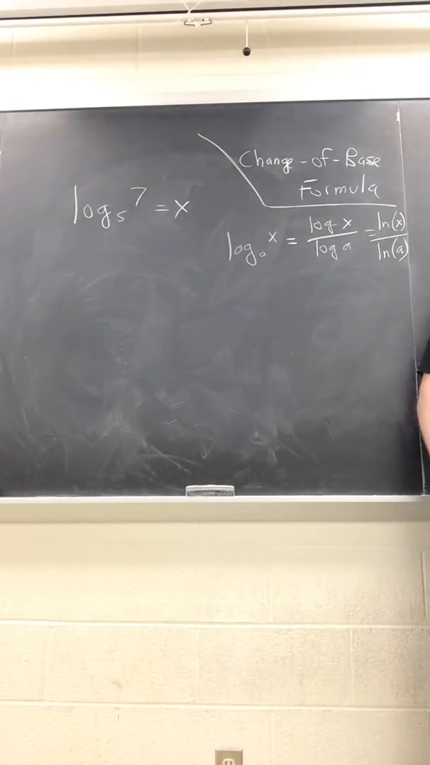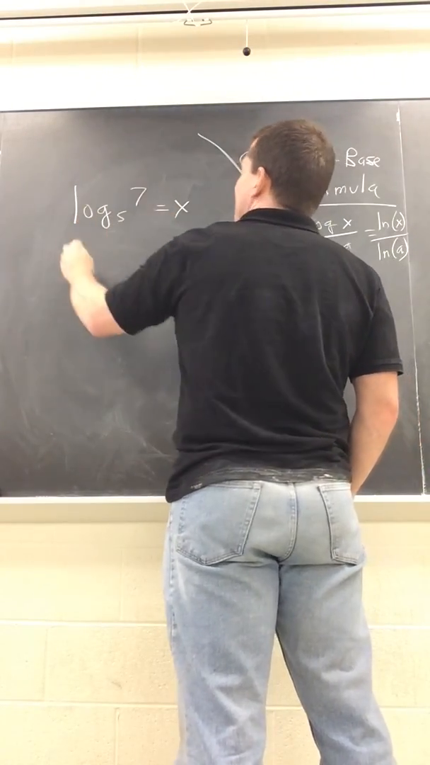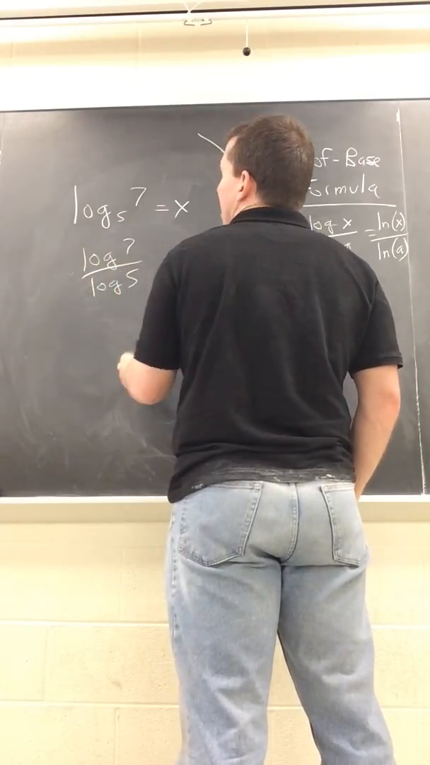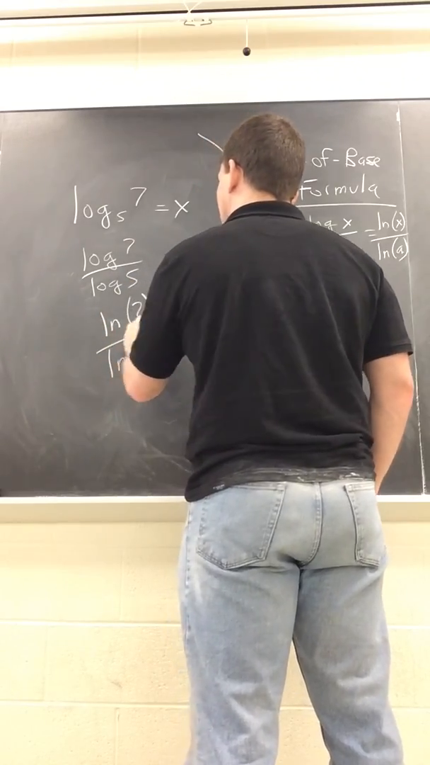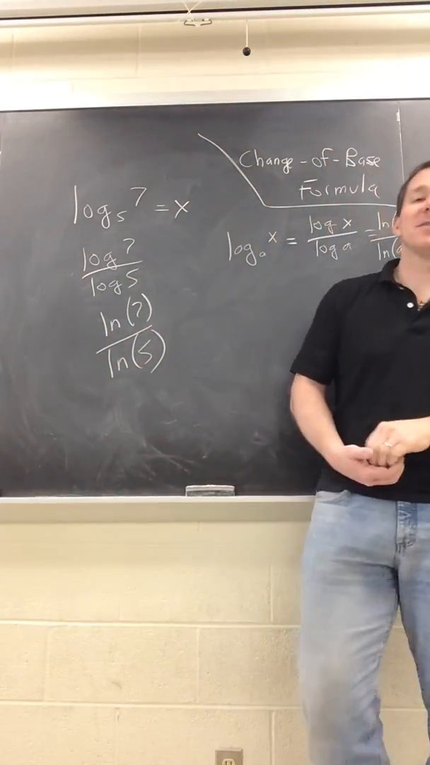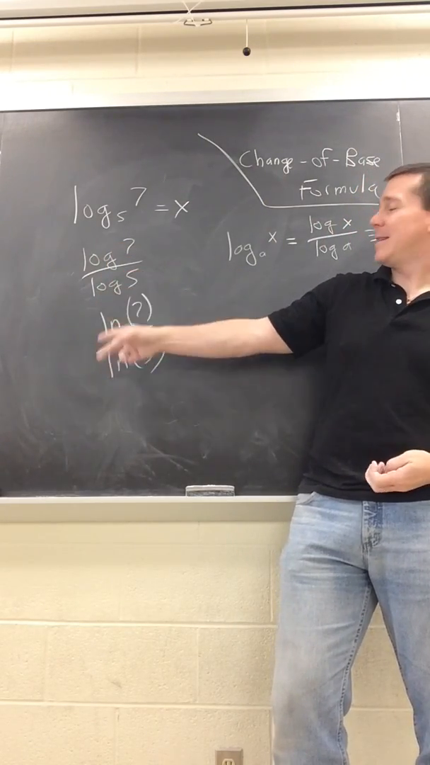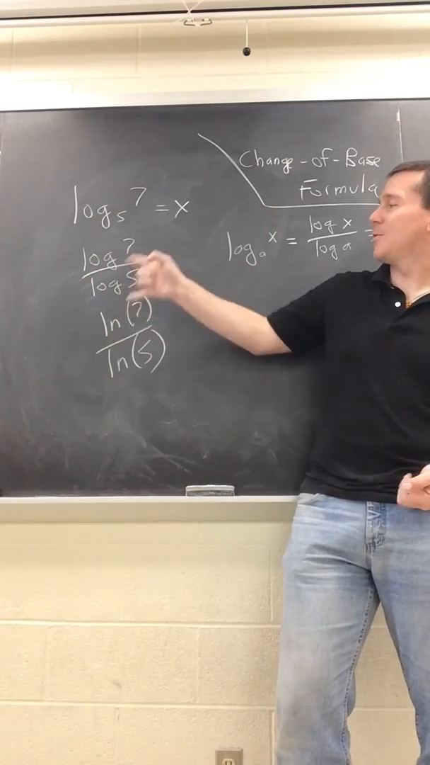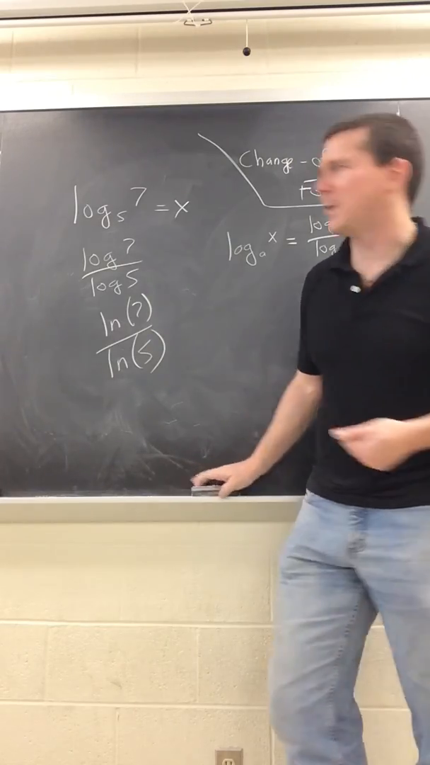So if your calculator only does base 10 and base e, change to that base. So for this one, log base 5 of 7, that's log 7 over log 5. Or you could do ln 7 over ln 5. If you want to convince yourself that the formula actually works, find log 7 over log 5, then find ln 7 over ln 5. If the change of base formula is correct, those have to be equal. So plug them into your calculator to convince yourself, and they'll be equal.